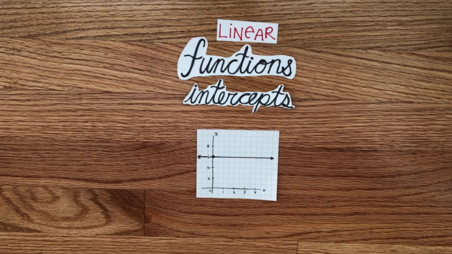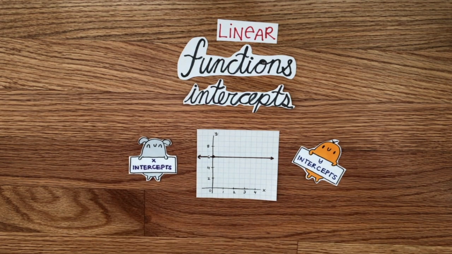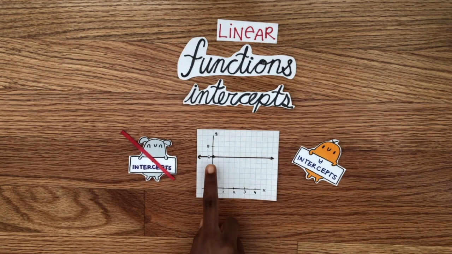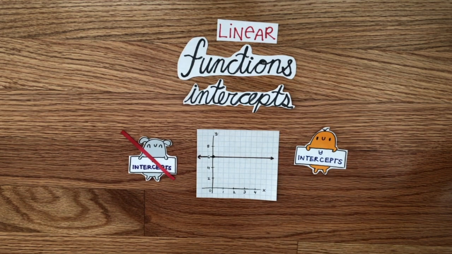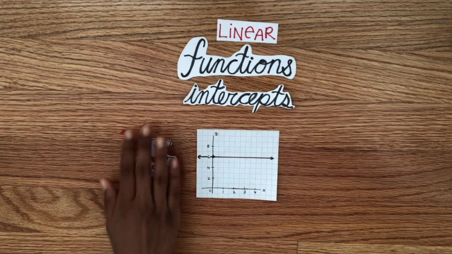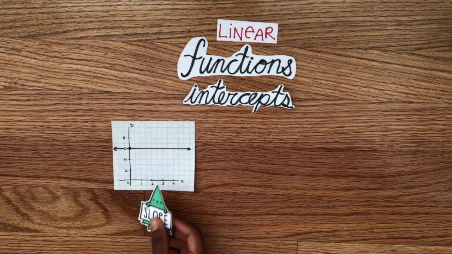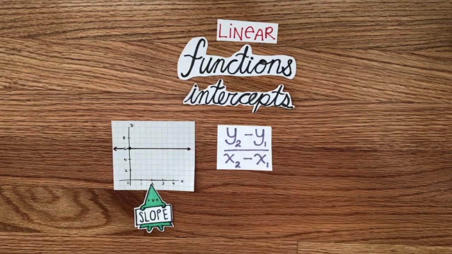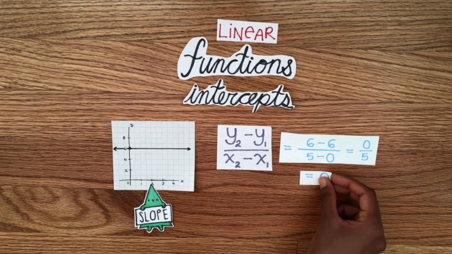What about this graph? What are the intercepts? Well, as we can see, the graph never crosses the x-axis because y always equals 6. So for this graph, there are no x-intercepts. But we can still figure out that the y-intercept equals 6 because when x equals 0, y equals 6. This means the y-intercept is (0, 6). The slope of this function is 0 because if we plug in 2 points, let's say (0, 6) and (5, 6), we get 0 over 5, or just 0.